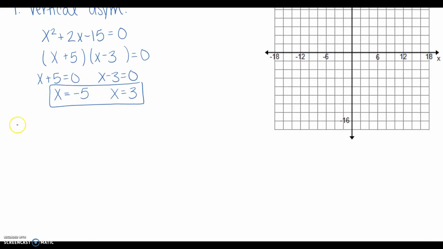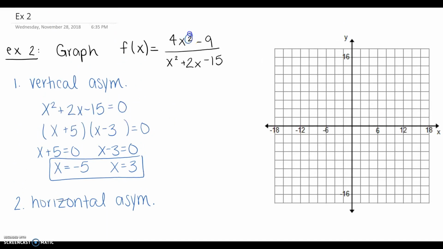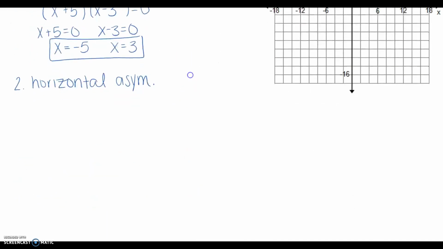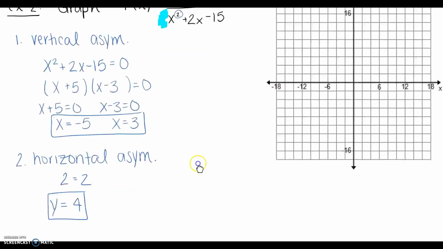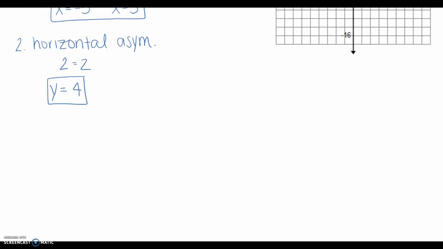Second step is going to be horizontal asymptotes. So remember, for a horizontal asymptote, we need to look at the degree of our numerator and the degree of the denominator, which are both 2. So since 2 equals 2, we write an equation using the leading coefficients, which in this case are 4 and 1. 4 divided by 1 is just 4. So we have a horizontal asymptote at y equals 4.